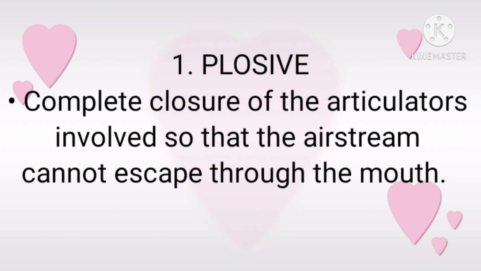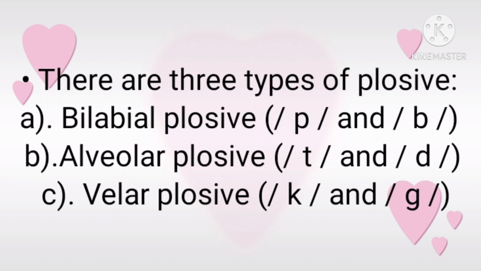1. Plosive. Complete closure of the articulators so that the airstream cannot escape through the mouth. There are 3 types of plosive: 1. Bilabial plosive, P and B. 2. Alveolar plosive, T and D. 3. Velar plosive, K and G.